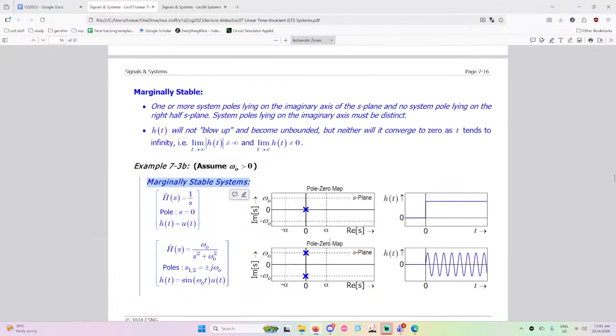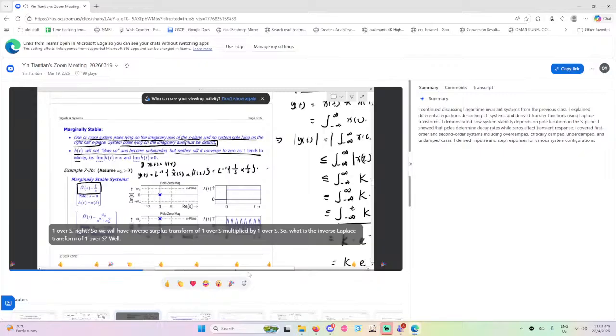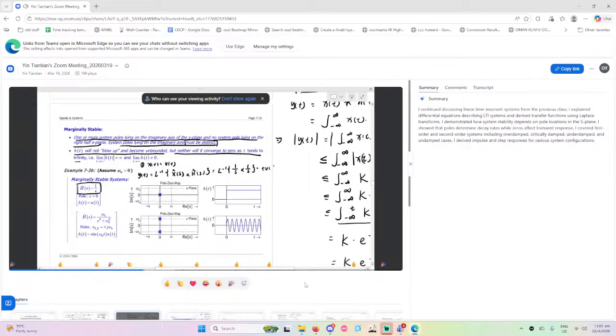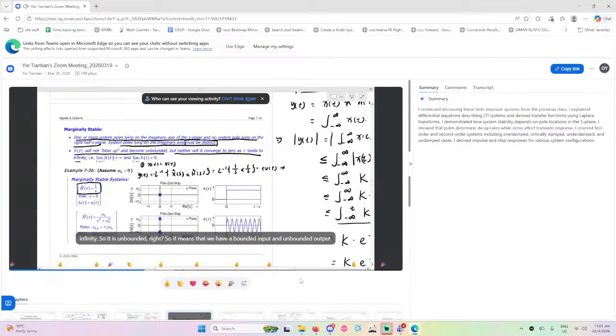Laplace transform of u(t) is 1 over s, right? So we will have the inverse Laplace transform of 1 over s multiplied by 1 over s. So what is the inverse Laplace transform of 1 over s square? t u(t). So as t tends to infinity, it will tend to infinity. So it is unbounded, right? So it means that we have a bounded input and unbounded output.